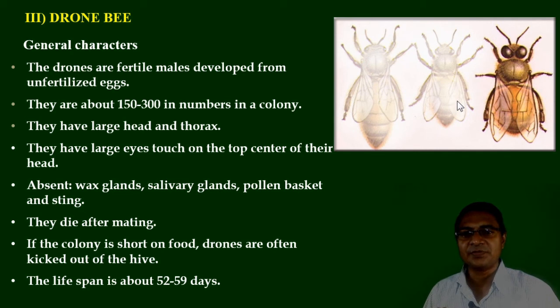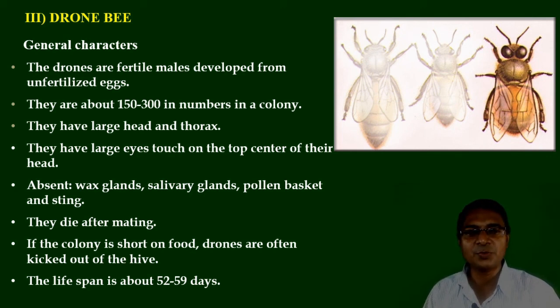What is absent here? The wax glands, salivary glands, pollen basket as well as the sting are absent. There is no necessity for those structures. They are present only in the worker bees. The drones die after mating, after the nuptial flight. Let us focus on this further, step by step.